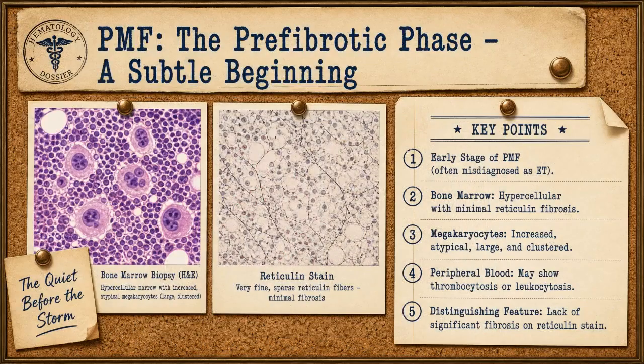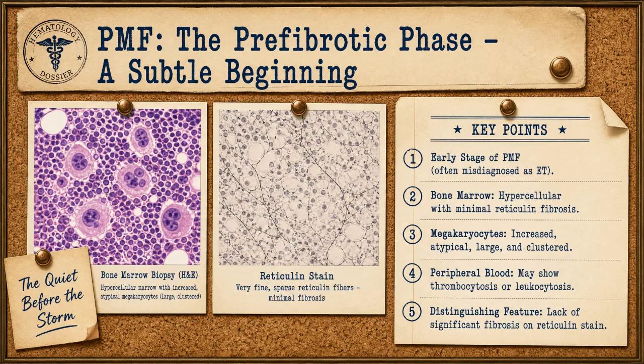Alright, histotechs, primary myelofibrosis isn't just one static condition, it often progresses through distinct stages. The first stage, and one that can be particularly tricky to diagnose, is the prefibrotic stage. This is the early phase of PMF, and it's often overlooked or even misdiagnosed, most commonly as essential thrombocythemia, because the hallmark fibrosis isn't yet prominent. It's the quiet before the storm, so to speak.